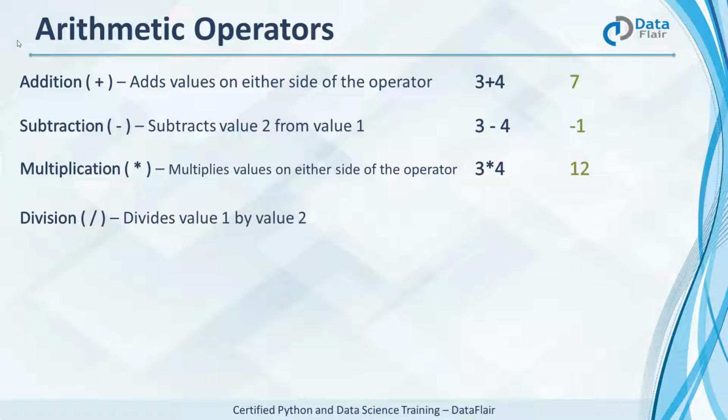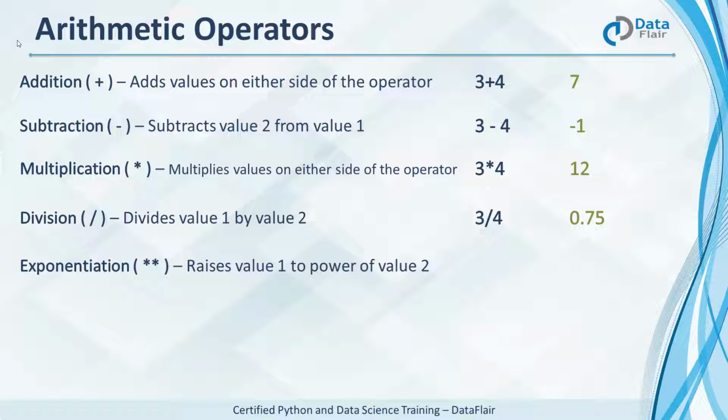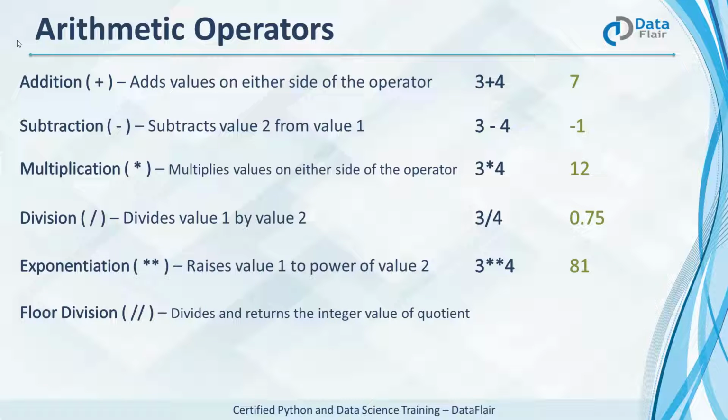The division operator, which is a forward slash, divides the first value by the second. 3 by 4 is 0.75. Two asterisks denote exponentiation and raise value 1 to the power of value 2. 3 to the power 4 is 81. The operator for floor division is two forward slashes. It divides and returns the integer part of the quotient. 10 floor divided by 3: 10 by 3 is around 3.33333, so this gives us 3.